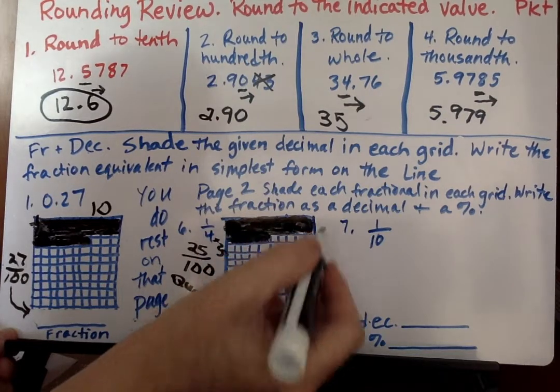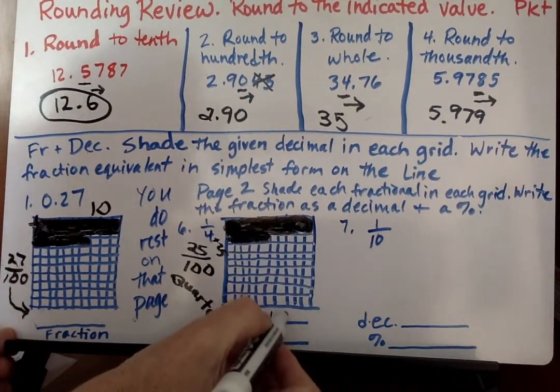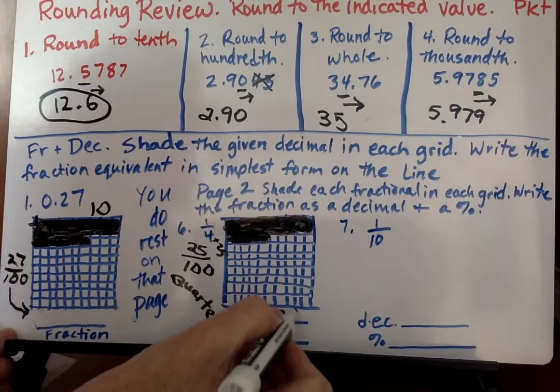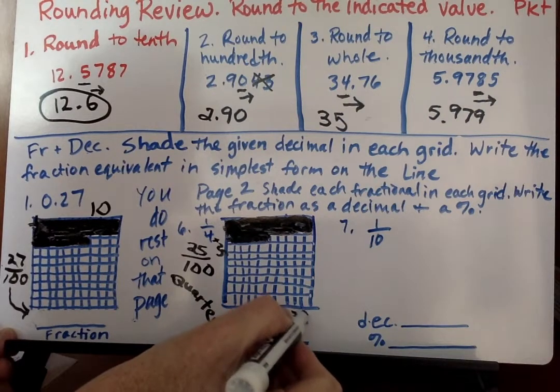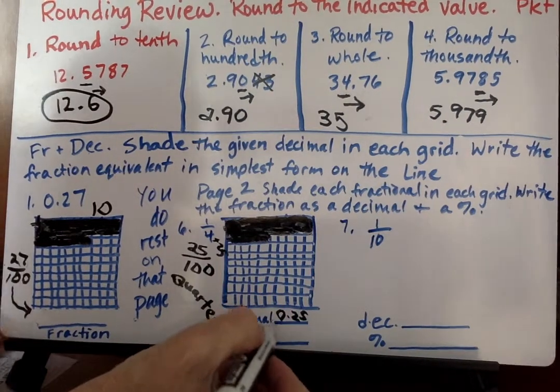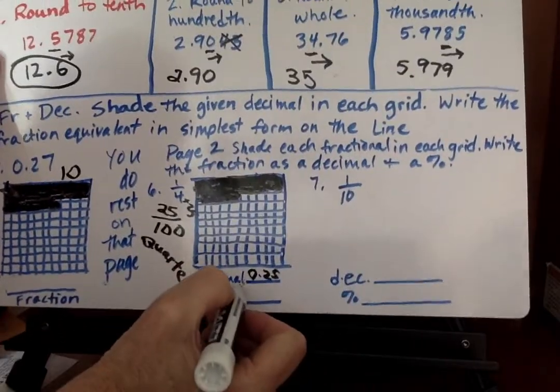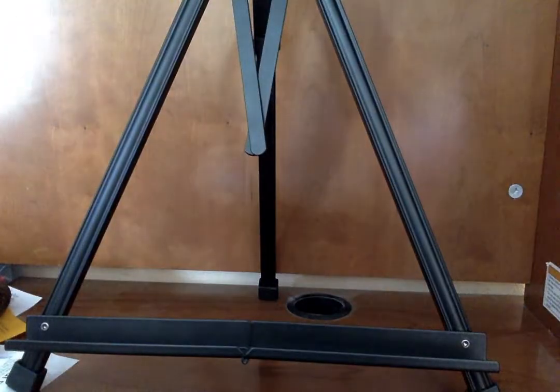And there you have 25. So the decimal is 0.25. And the percent is, let's see, can you see that okay? Let me write it down over here. Is 25%.